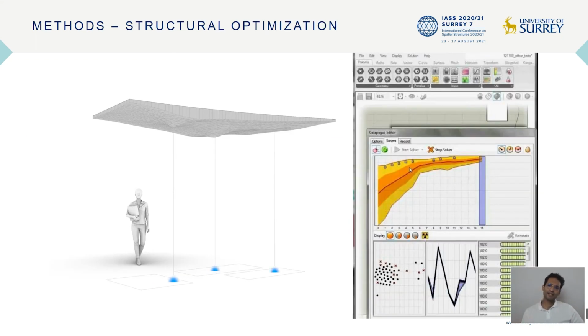And the basic idea behind the structural optimization was that you have any slab and you distribute material only there where it's actually needed.